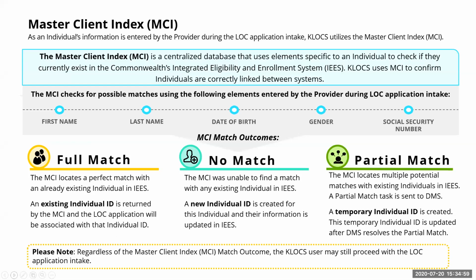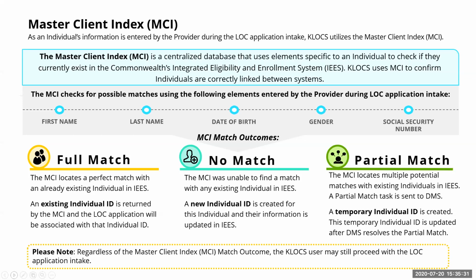So one other thing that I want to dive into before we actually see another system demonstration for application intake is going to be the Master Client Index, which is called the MCI. The MCI is a centralized database that uses elements specific to an individual to check if they currently exist in the Commonwealth's Integrated Eligibility and Enrollment System, IEES. KLOCS uses MCI to confirm individuals are correctly linked between multiple systems.